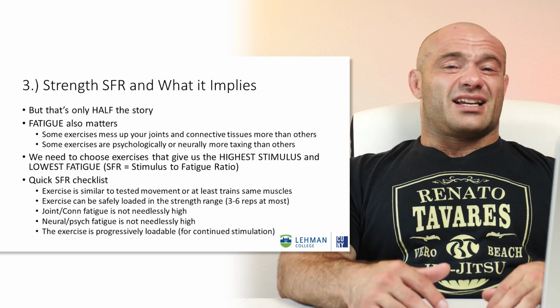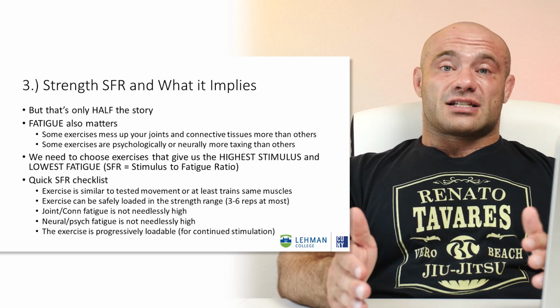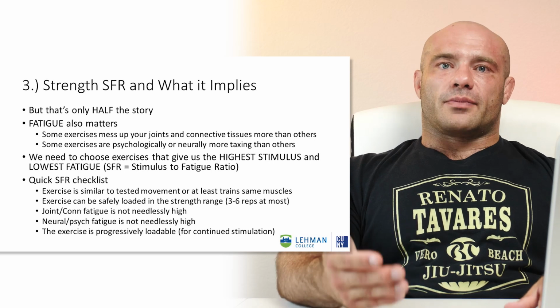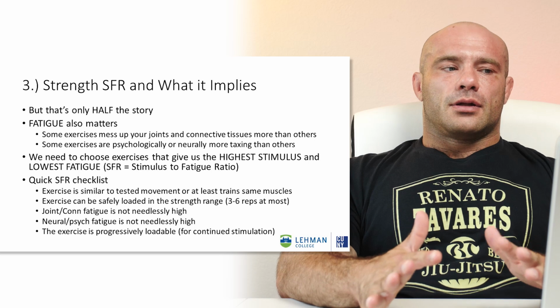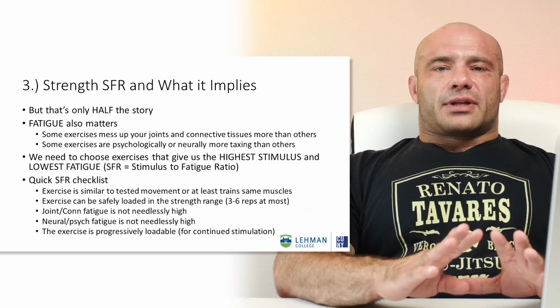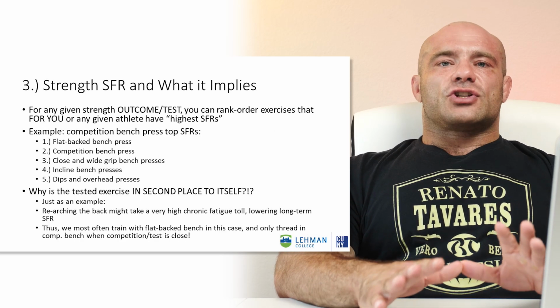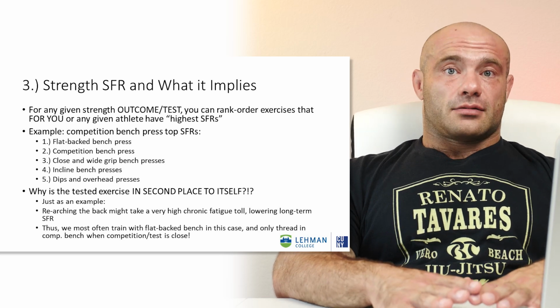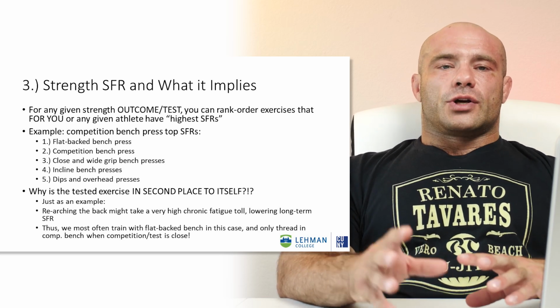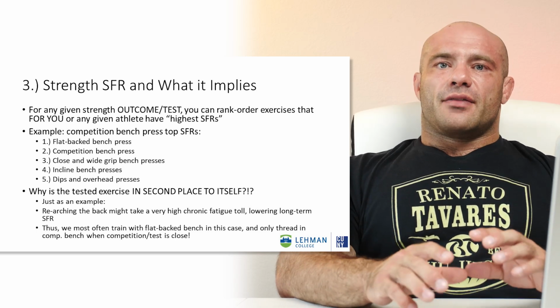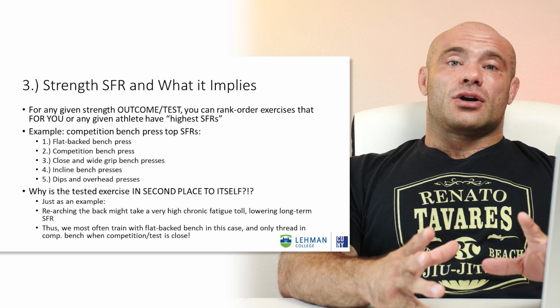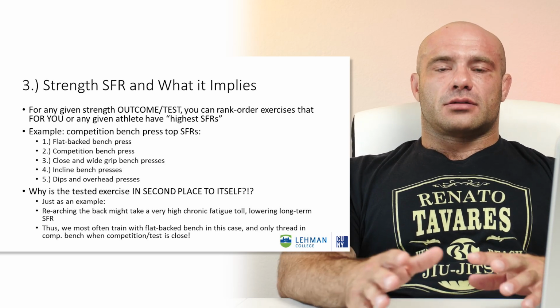If a lot of these things are like, nah, man, this sucks, then your exercises have a low stimulus to fatigue ratio. You should probably choose some other exercises. Right? Now, what are the implications here of SFR? For any given strength outcome or test that you're training for, you can rank order exercises, because this changes person to person, that have the highest or higher stimulus to fatigue ratios, right?